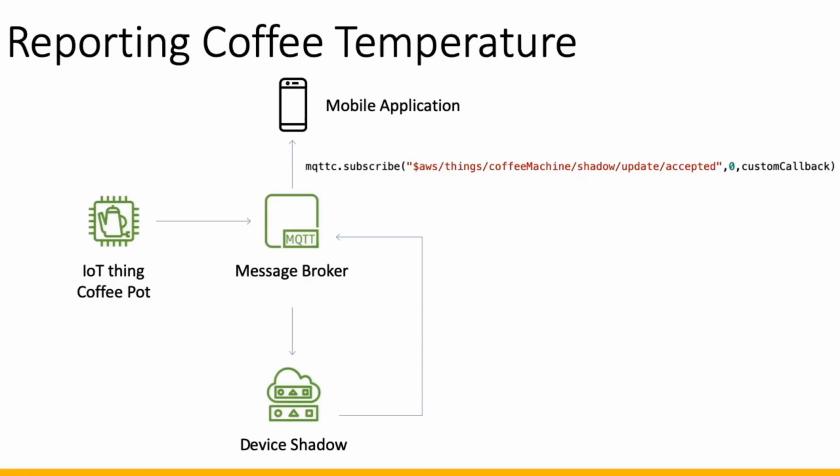So after the shadow has successfully updated, the message broker will automatically publish a message to the shadow update accepted topic. For the mobile application to monitor any changes in the current state of the coffee pot, it will have to be subscribed to this topic so that any changes can be reported.